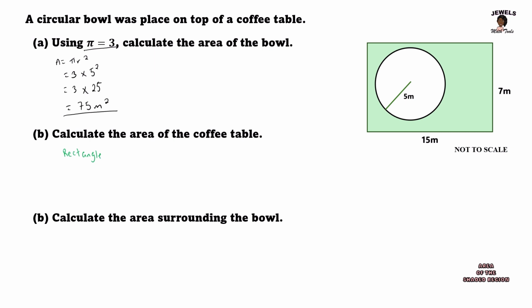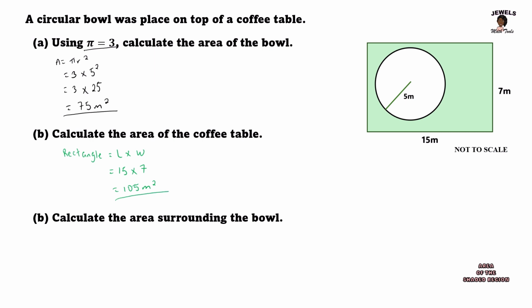to calculate our area, this is going to equal our length times our width, which will be multiplying our 15 times 7, and 15 times 7 is equal to 105, and that's going to be meters squared.